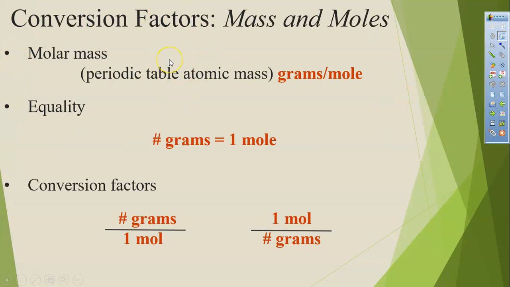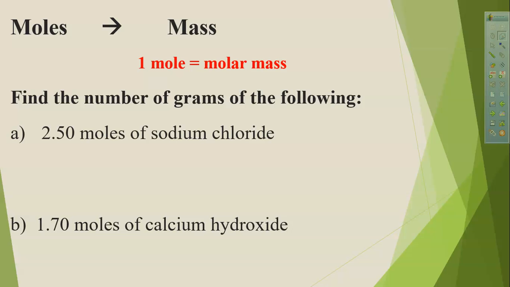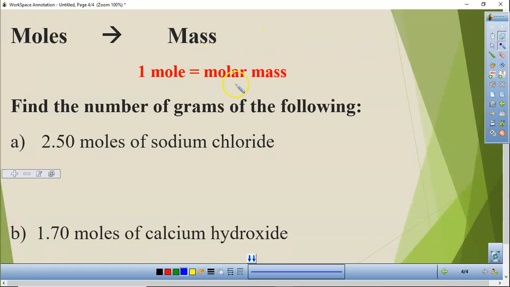All right, so conversion factors. Now we're going to use conversion factors because we can calculate the number of grams in a mole. We just did that actually. The equality that we're going to use in this case is the number of grams is equal to 1 mole. So the conversion factor we'll use is the molar mass that we get on the periodic table, the number of grams over 1 mole, or vice versa, depending on what we're trying to calculate. I'll show you. In this case, 1 mole is equal to the molar mass. You'll find this on your periodic table.